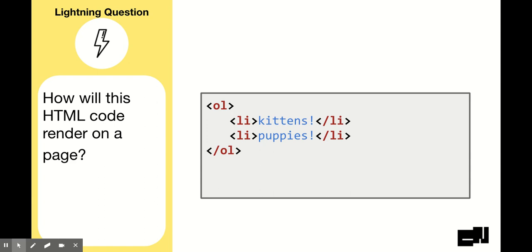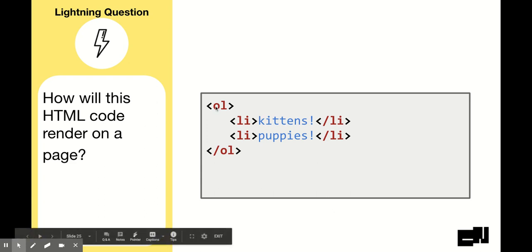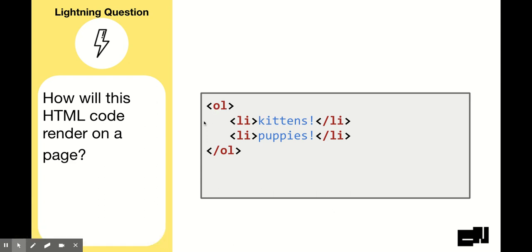Lightning question. How will this HTML code render on a page? Take a second to think. If you said kittens and puppies would show up on a list with numbers, you are correct. And we know that there will be numbers instead of bullets because the OL tells us that it is an ordered list, which means each list item has a number.